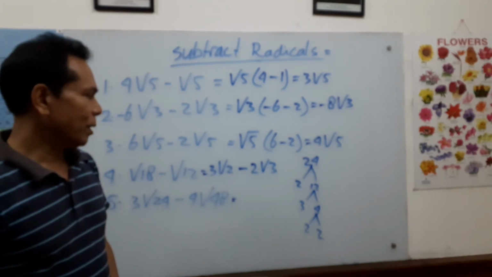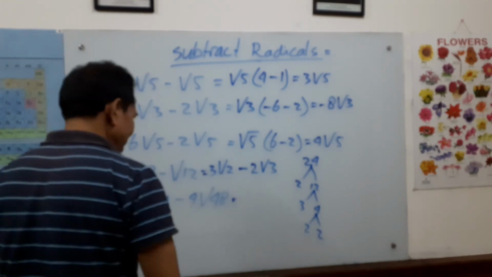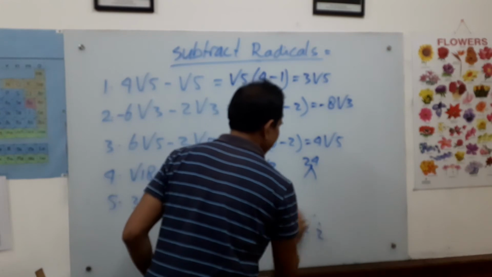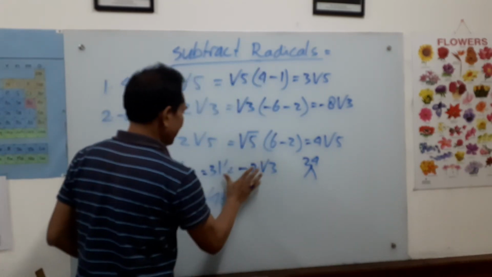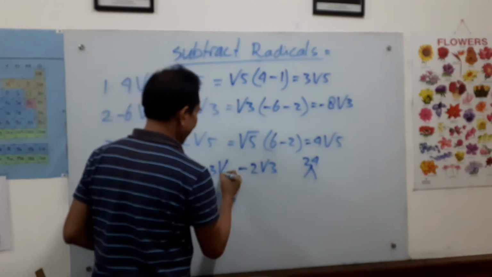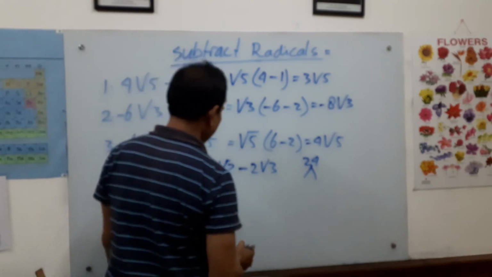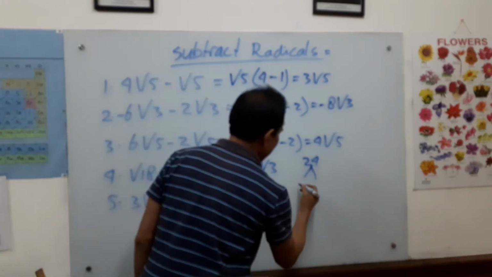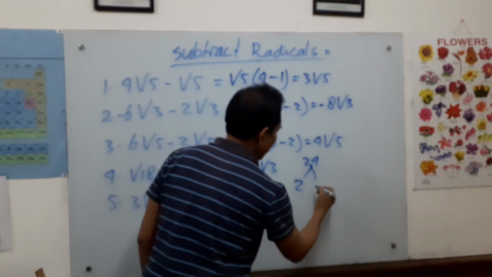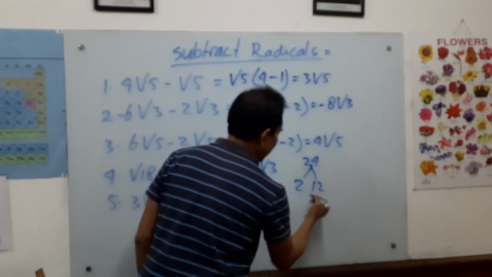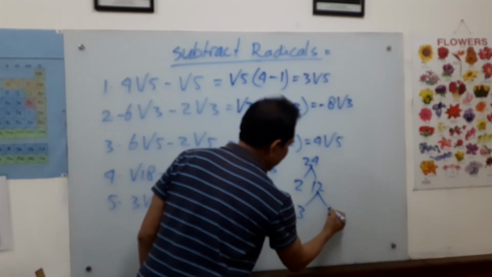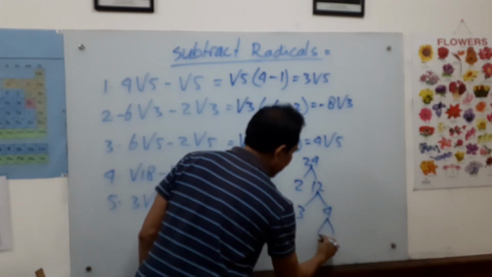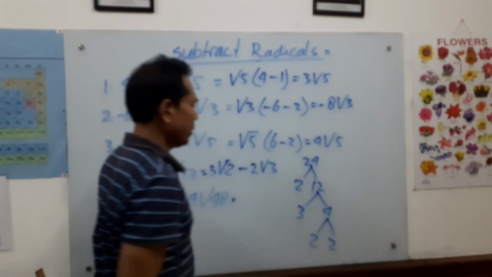Alright, I hope the writing is big enough. I think I need to make it bigger, so you can see this one also. This is 24, this is 2, this is 12, okay? We break this, it becomes 3, this 4, this is 2, 2, okay?